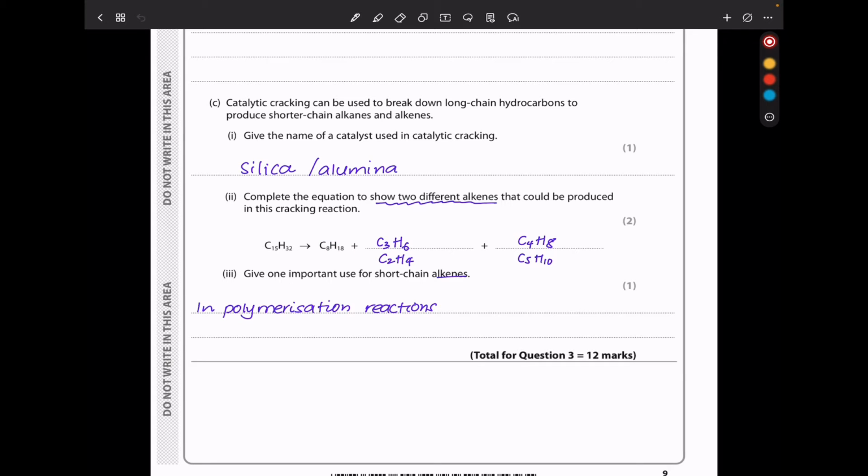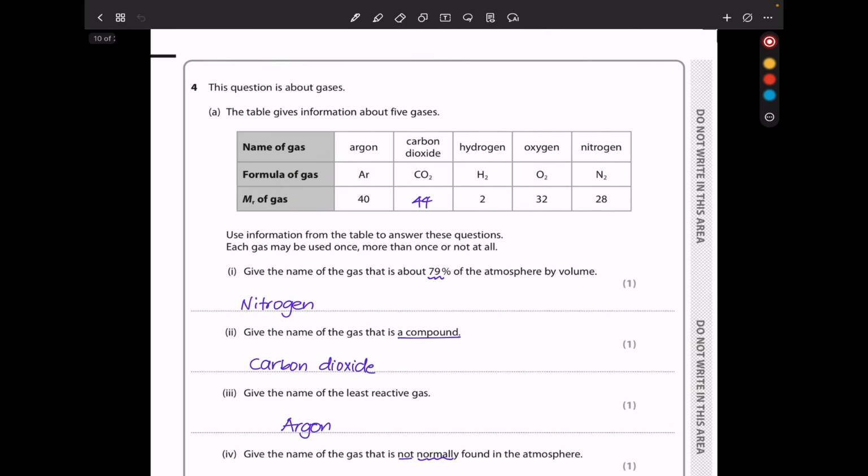And since this is 8 carbons, it means we have 7 carbons to account for. So meaning that 2 alkenes could be a carbon 3 and a carbon 4, or a carbon 2 and a carbon 5. Both alkenes with a general formula C N H 2N. So if the carbons are N, the hydrogens are going to be 2N, meaning C4H8 and C5H10. So either you write these 2 or you write the 2 below. And next they say give one important use for short chain alkenes. These can be used in polymerization reactions. So this brings us to the end of question 3. Let's continue to question 4.